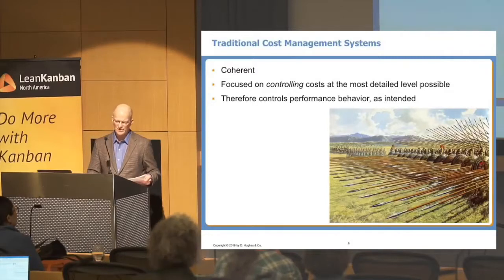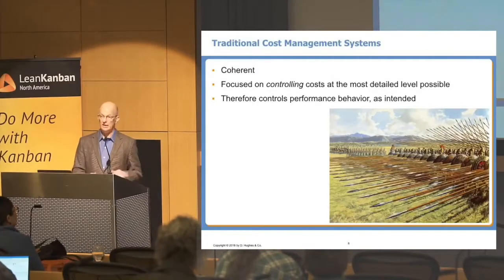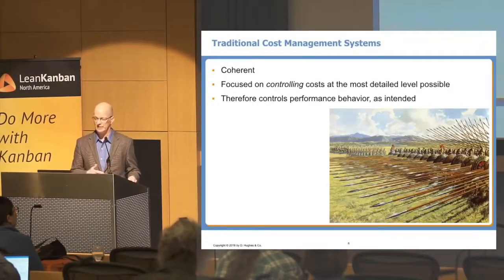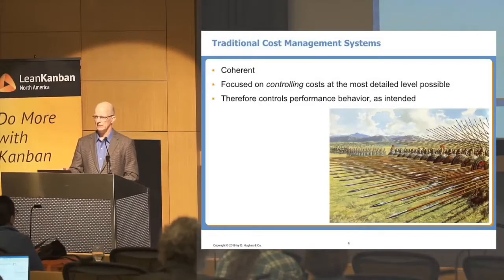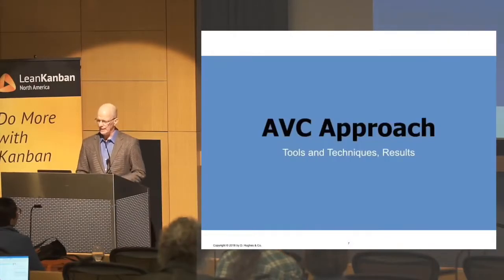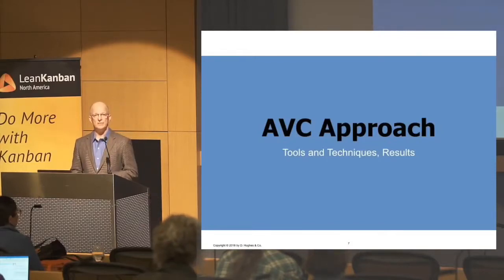So the first thing that most people think of is, hey, change the traditional cost management. This is a no-win battle. It's like a phalanx of really tough guys with very pointy spears. So we need another way to do this. What I'm going to do now is walk you through what ABC, or accepted value costing, really does in terms of tools, techniques, and results.